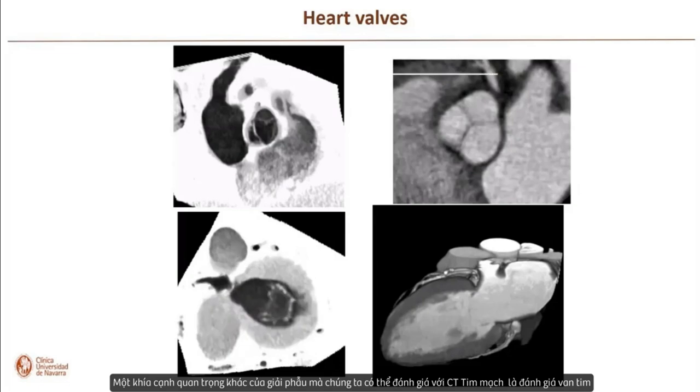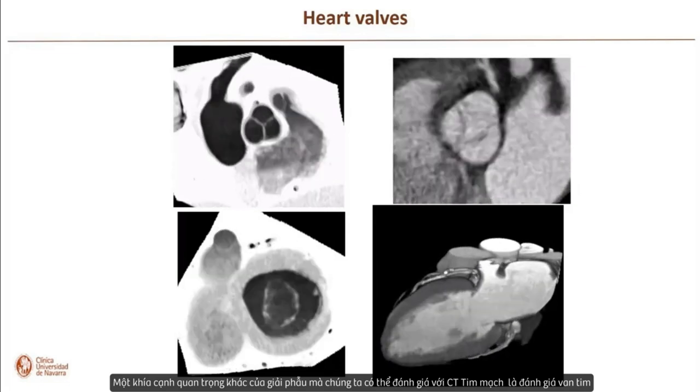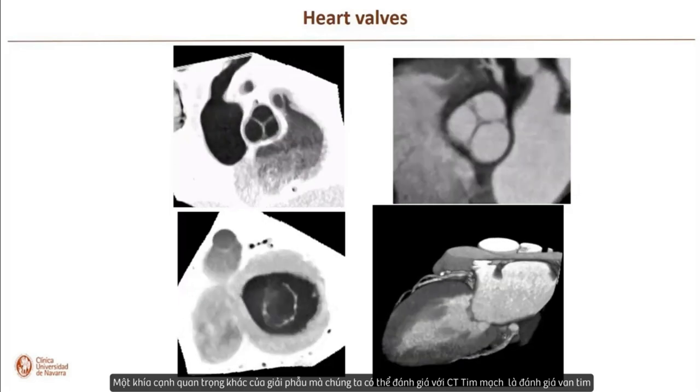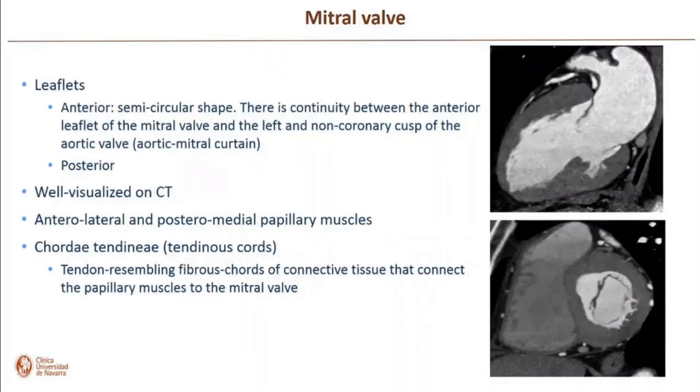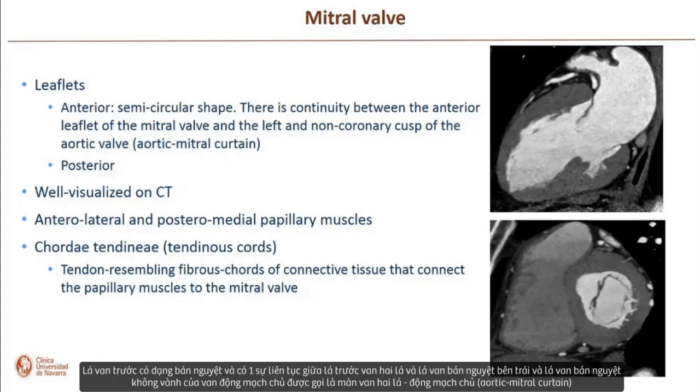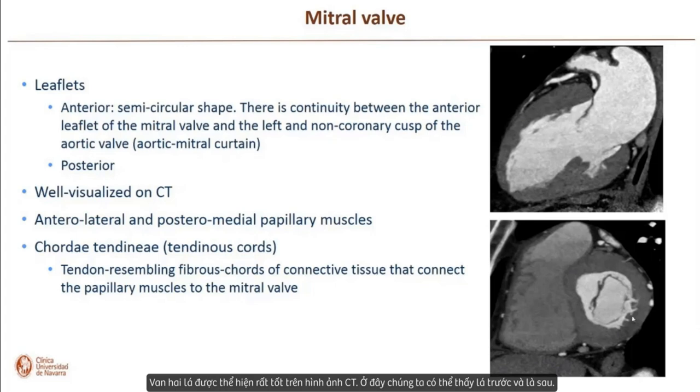Another important aspect of the cardiac anatomy for which we can use cardiac CT is to evaluate the heart valves. The mitral valve has two leaflets, one anterior and one posterior. The anterior is semicircular in shape, and there is continuity between the anterior leaflet of the mitral valve and the left and non-coronary cusp of the aortic valve, which is called the aortic-mitral curtain. The mitral valve is very well visualized on CT. Here you see the anterior leaflet, here you see the posterior leaflet.